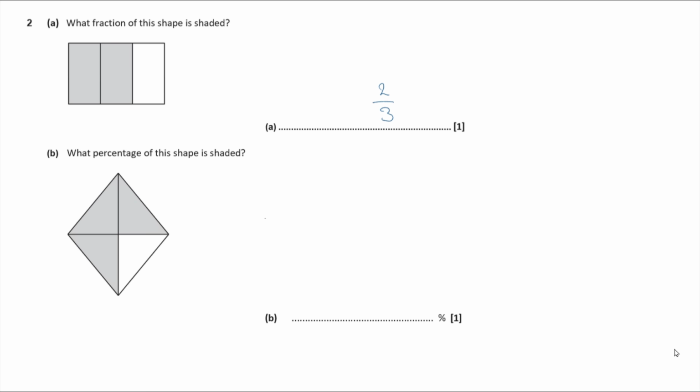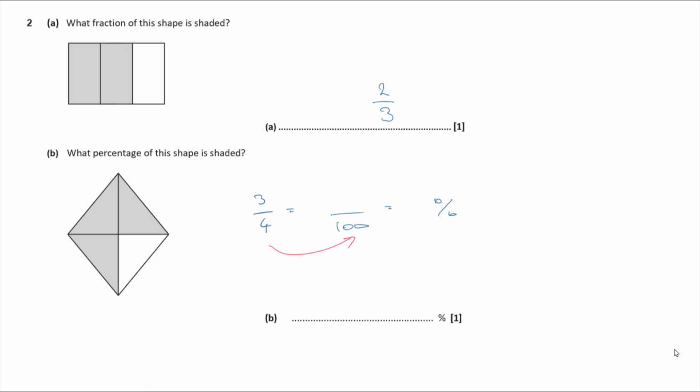There are four pieces altogether here, so that's the denominator, three of which are shaded. So 3/4 are shaded. Now, if I want to make that into a percentage, the first thing I'm going to do is rewrite that as a fraction over 100, aren't I? So how many times does 4 go into 100?